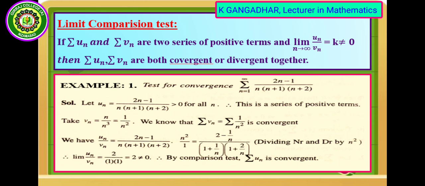Next, un is less than or equal to vn. It is okay. We choose vn equal to 1 by n square, so un is less than or equal to vn. Next, sigma vn equals sigma 1 by n square. Here we apply the p test. So by the p test, the series sigma 1 by n square is convergent.